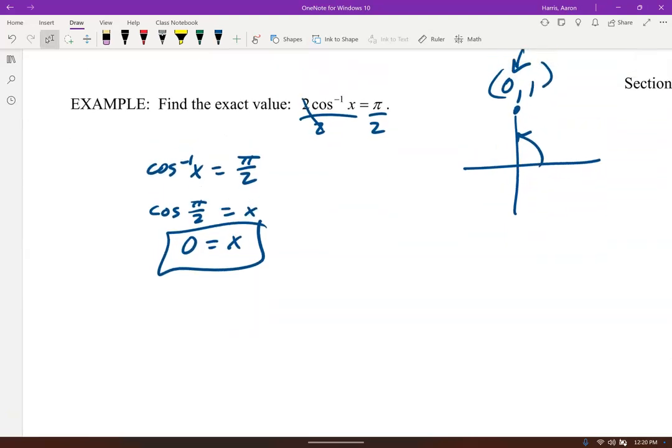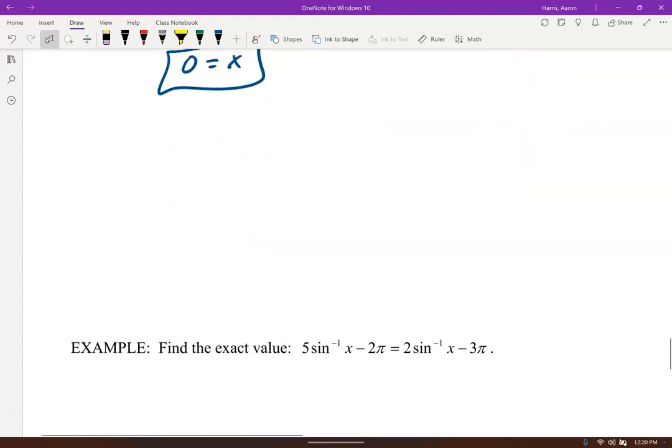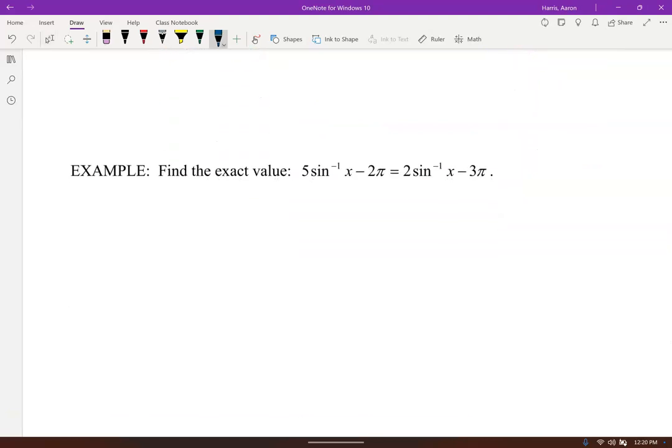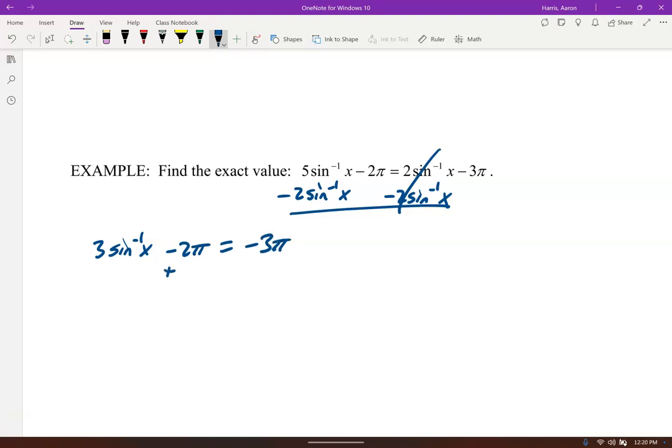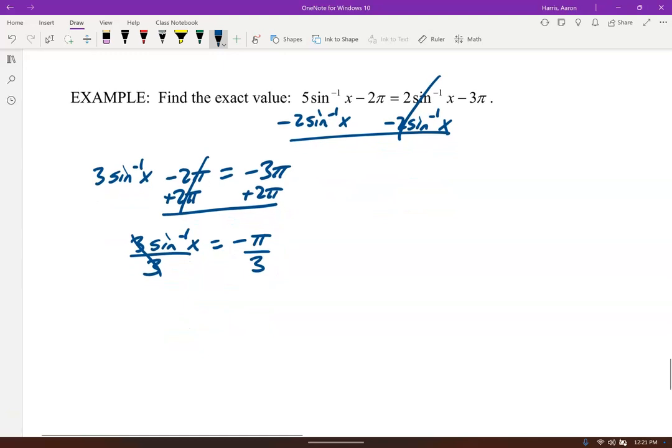Let's do another one here. Last one. Let's combine all our like terms. So let's subtract 2 arc sine of x from both sides. So we get 3 arc sine of x minus 2 pi equals negative 3 pi. I'm going to add 2 pi to both sides. So I get 3 times the inverse sine equals negative 3 pi plus 2 pi, which is negative pi. Now I'm going to divide by 3 to isolate my arc sine. So the arc sine of x equals negative pi over 3.